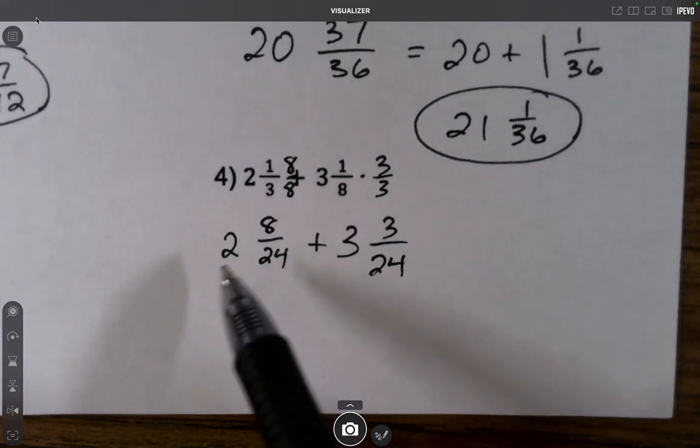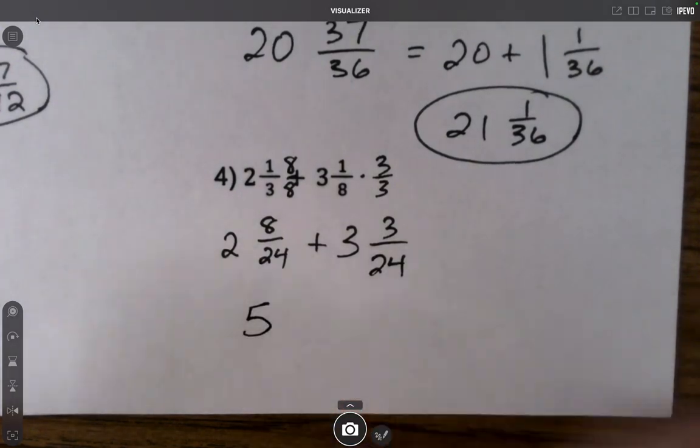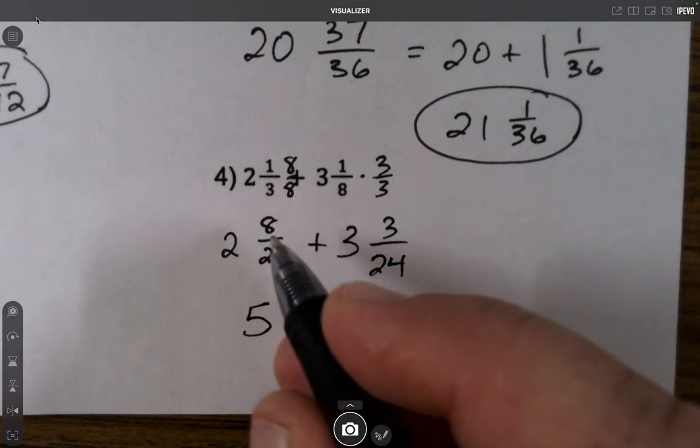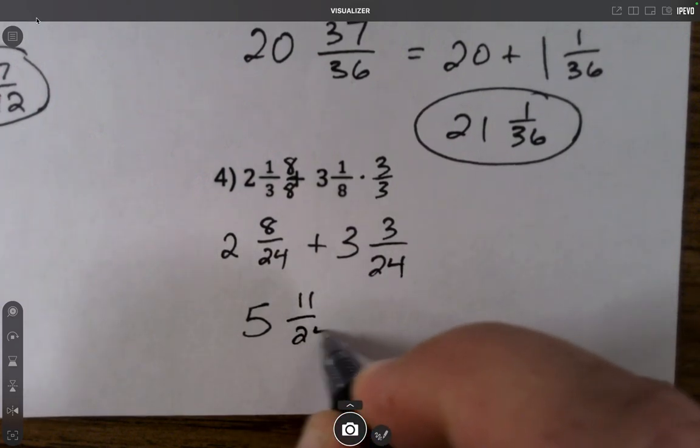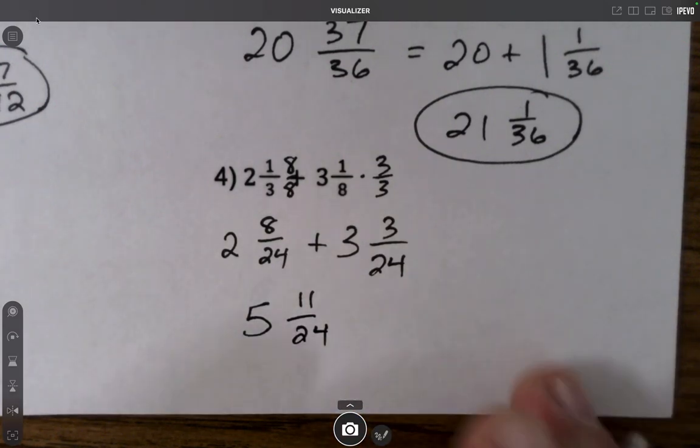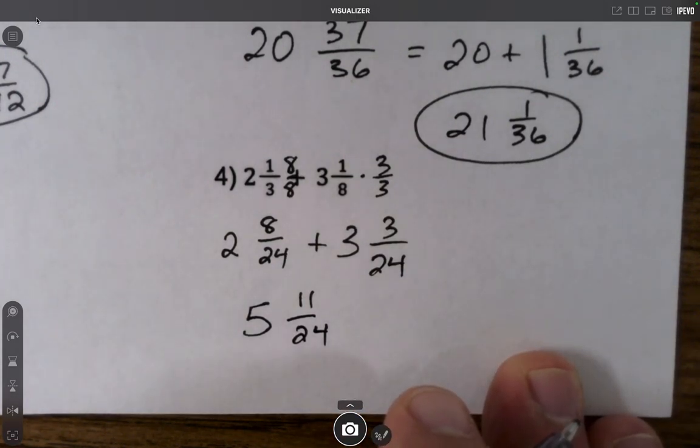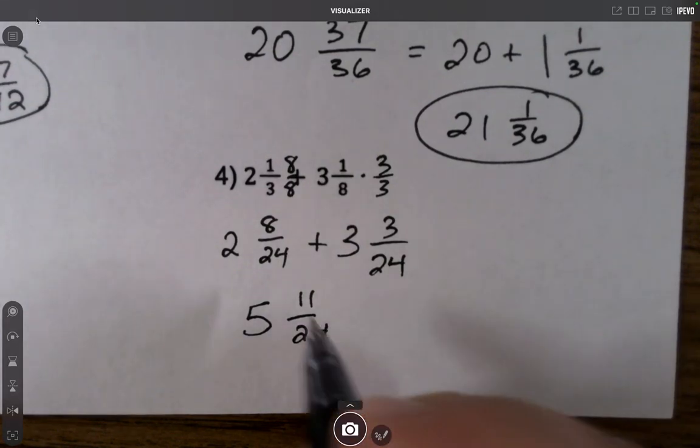Then we add the whole numbers. 2 plus 3 is 5. We add the numerators. 8 plus 3 is 11. And we keep the denominator the same. And this is not an improper fraction, so we can go ahead and say we are done.